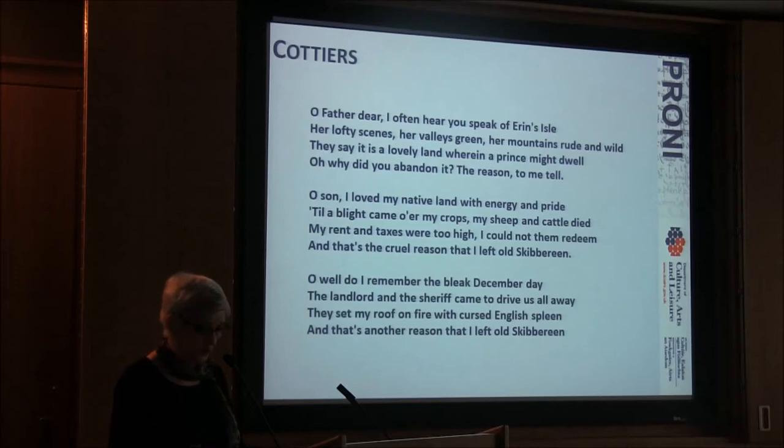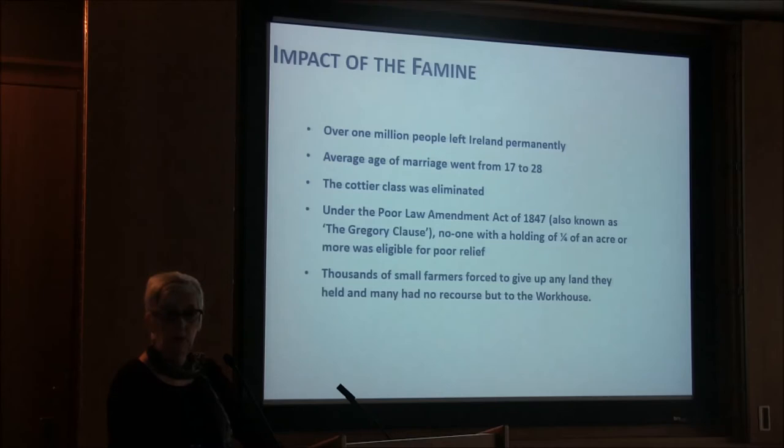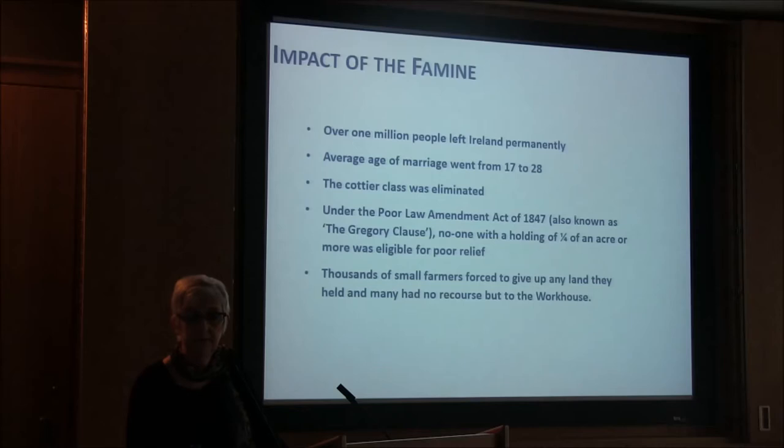So the impact of the famine was that over 1 million people left Ireland permanently. The age of marriage went up from 17 to 28. The cottier class was eliminated. Very few of those left. In fact, as a practice, it died out entirely.